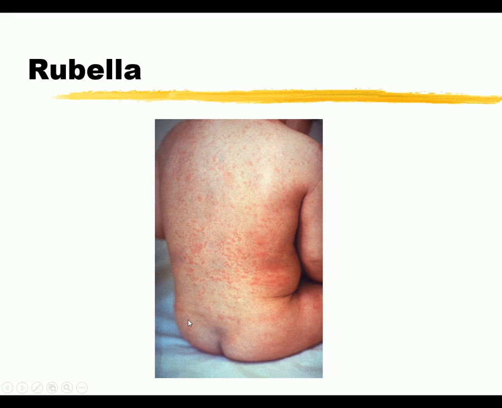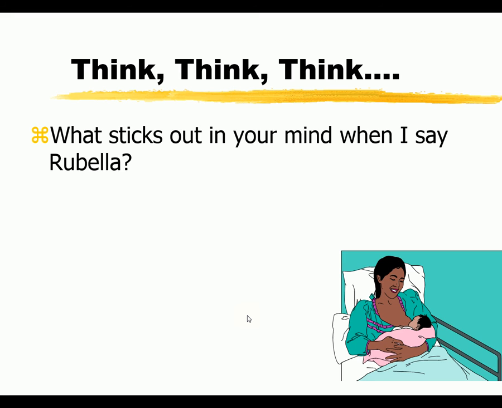Okay. Here's a good old picture of rubella. It kind of looks like roseola in a way. It has that drug-induced look. So what really sticks out in your mind when I say rubella? 3 days and it's gone. Starts heavy on the face, day one, and gone by day three on the face. So as it starts head to toe, it fades head to toe. Pregnant women and potentially pregnant women are the big culprits we're worried about.